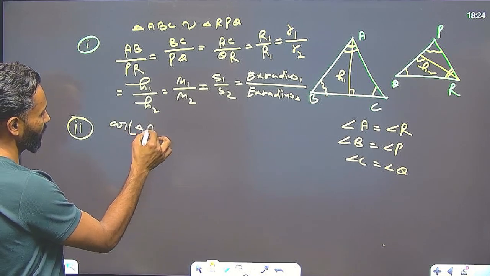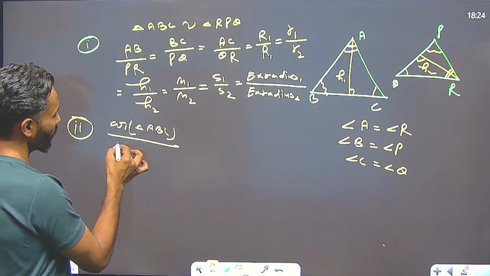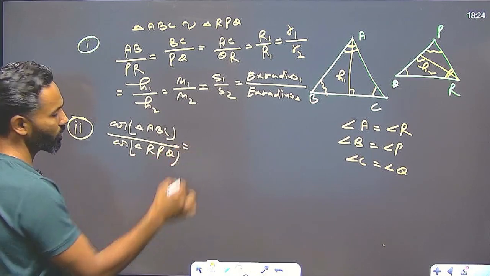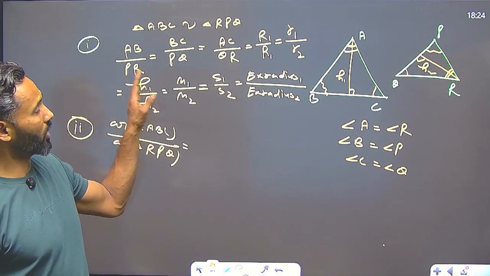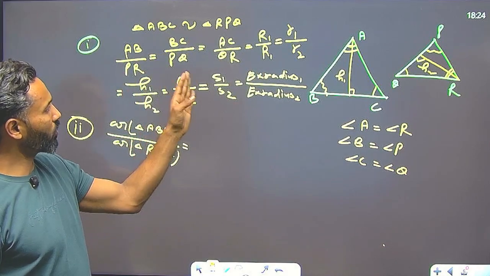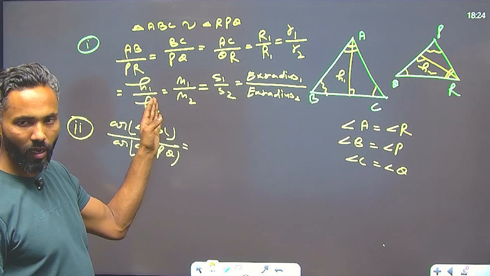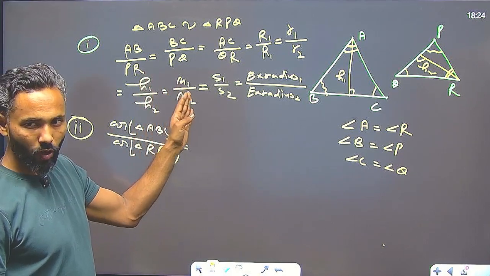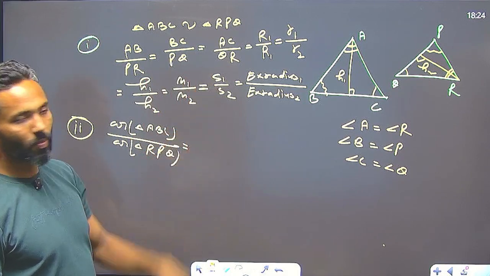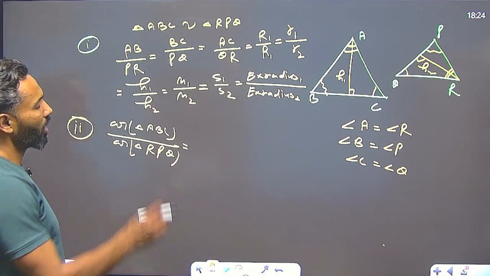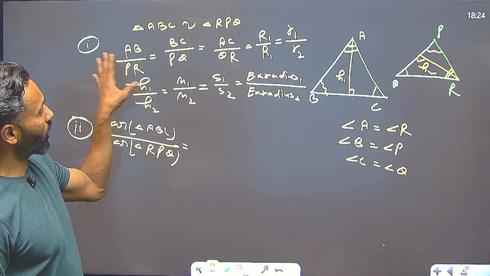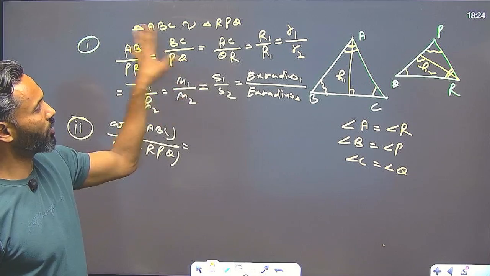So the ratio of the areas of the two triangles, triangle ABC to triangle RPQ, will be equal to the square of the ratio of corresponding sides, will be equal to the square of the ratio of corresponding altitudes, medians, and semi-perimeters. Understand that? I mean to say, the ratio of the areas of the similar triangles will be equal to the ratio of squares of all these things which have been written in the first rule.